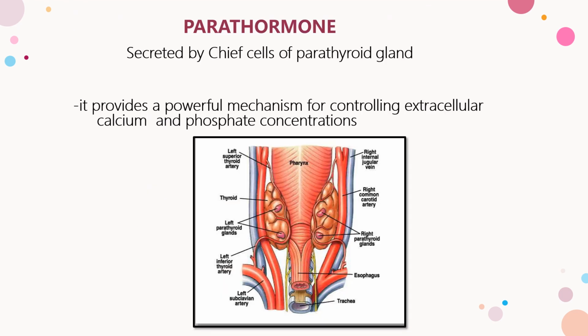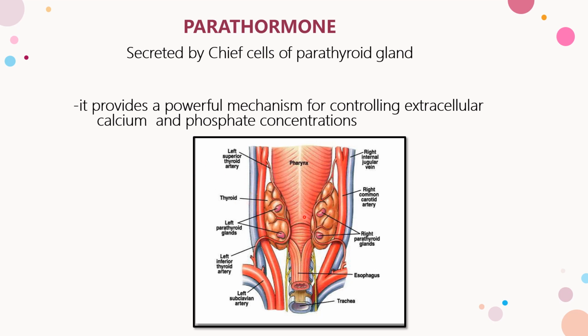So now we will see the first hormone, parathormone or parathyroid hormone. This hormone is secreted by the chief cells of the parathyroid gland. It provides a powerful mechanism for controlling extracellular calcium and phosphate concentrations. So this hormone is very important to maintain the calcium and phosphate homeostasis. It increases the plasma calcium and decreases the plasma phosphate levels.